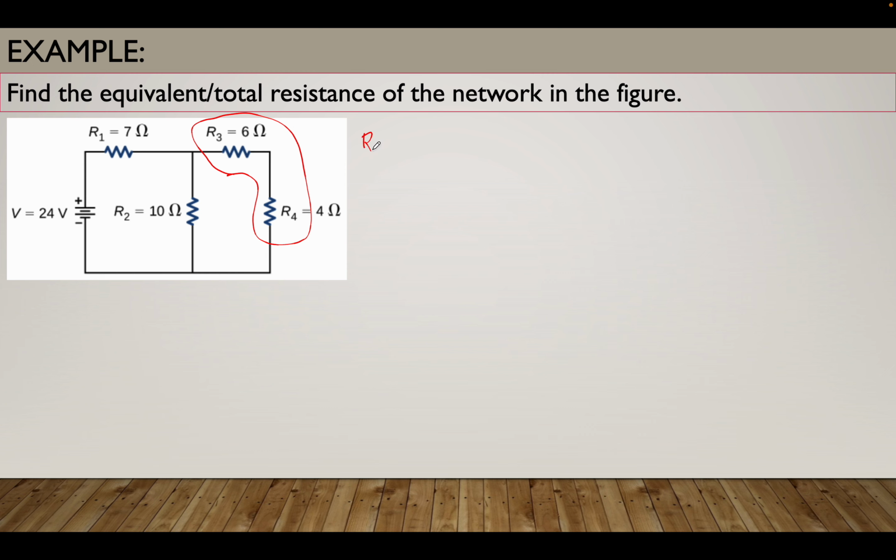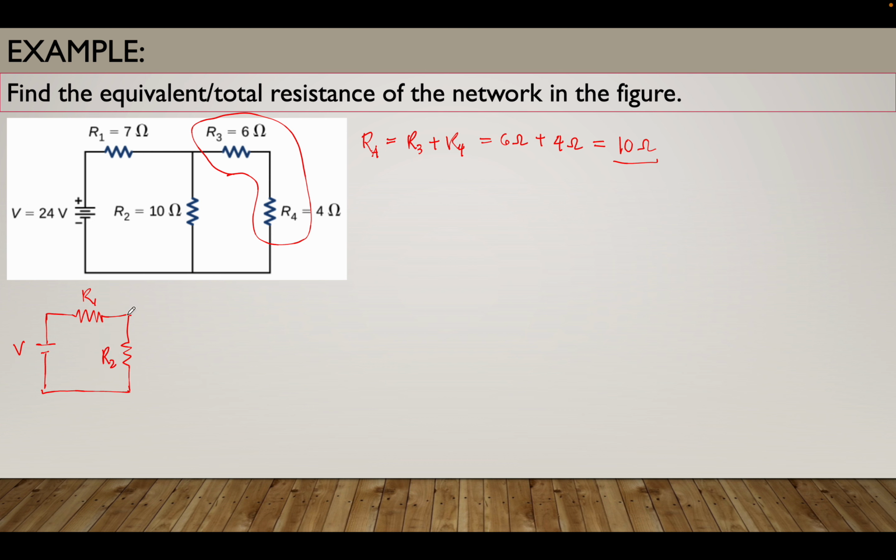Okay, so let's have it as RA or R sub A. We have RA is equal to R3 plus R4. So R3 is 6 ohms plus R4 is 4 ohms. So 6 plus 4 is equal to 10 ohms. Okay, so now if we will now simplify the circuit, we have now, say this is the battery. This is our R1. This is our V. And then this is our R2.